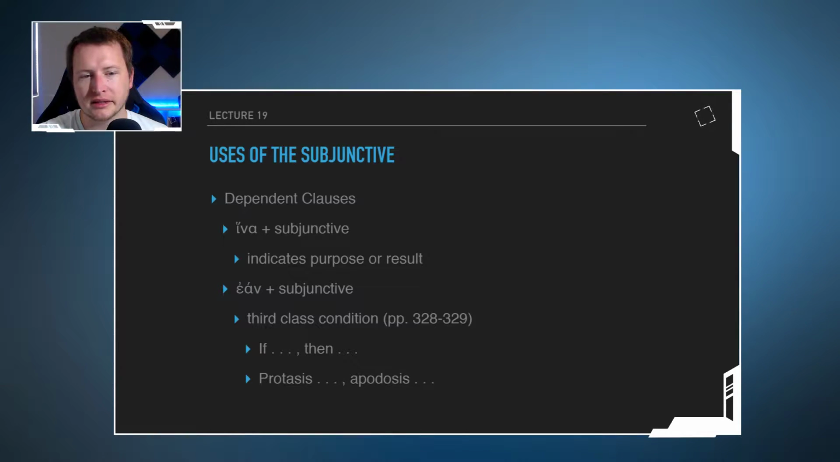Another dependent clause is aeon plus subjunctive. This is a third class condition. Check out pages 328 and 329. This is if then. If then. You have the protasis and you have the apodosis. Protasis, if. The apodosis, then. This is a very important construction. It's not the only kind of conditional sentence, but it's very common. And you need to understand what that is.